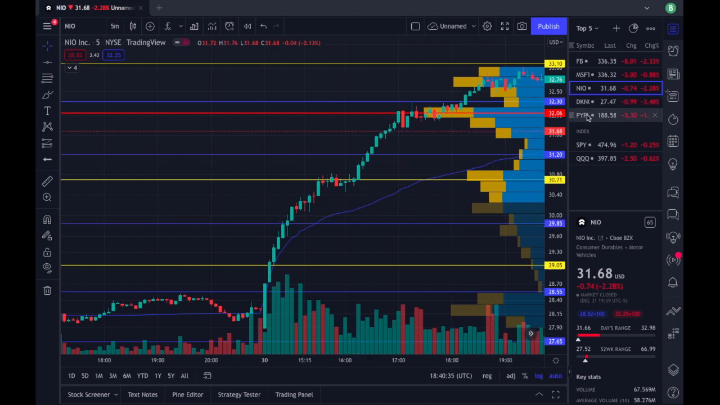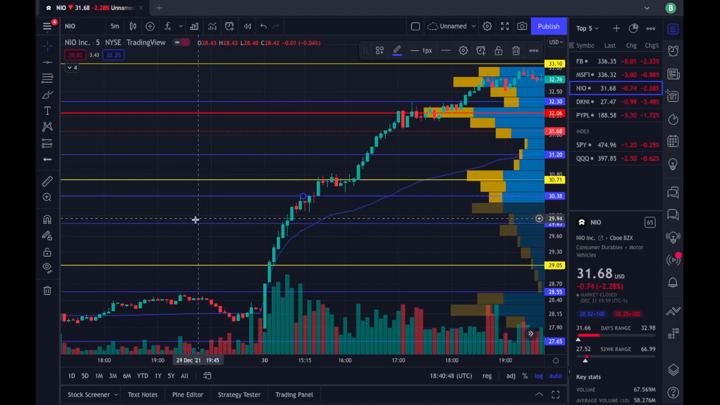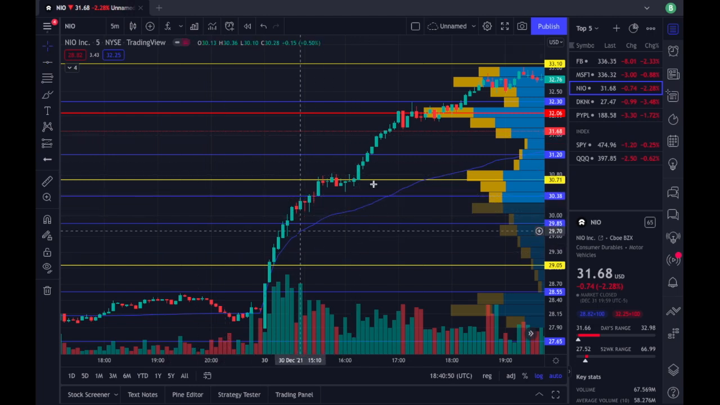Most of the time when I do play these, if they're not on my watch list, they are scalps off intraday levels that I create using the 5 minute. I'm going to use NIO here as an example. So for NIO, a big level would have been here about 30.4 on this intraday. Another one would have been about here, about 30.05, where we do see a little bit of consolidation.